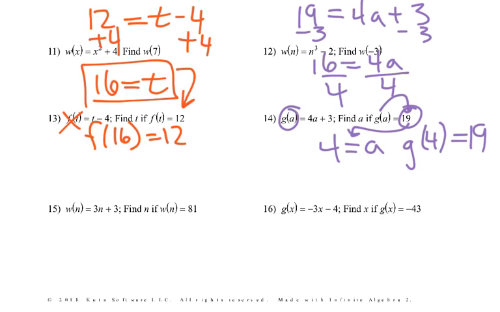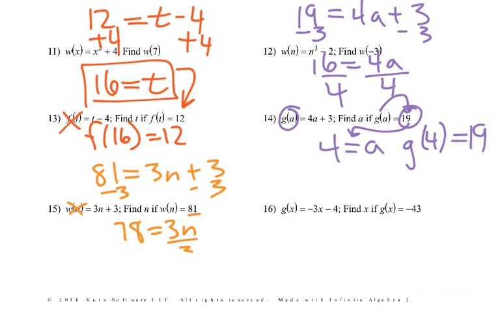Okay, so 15, w of n gets replaced with 81, so 81 equals 3n plus 3. Subtract 3, and 81 minus 3 would give us 78 equals 3n, divide by 3, and 3 goes into 78 twice, and 6 times. So 26 equals n.